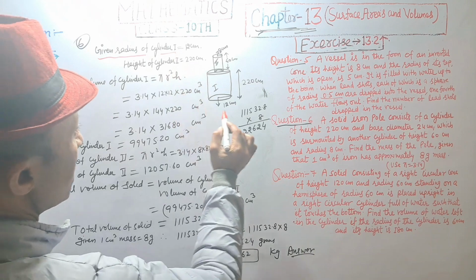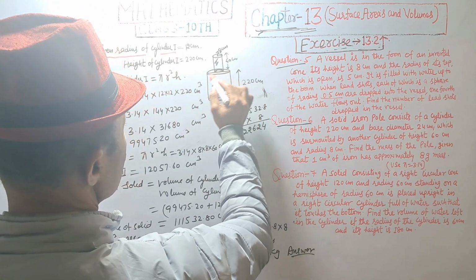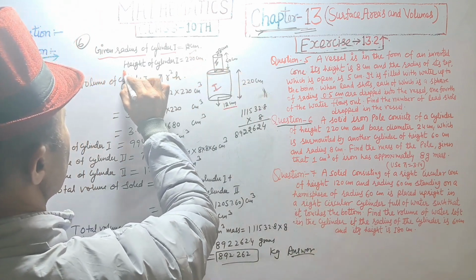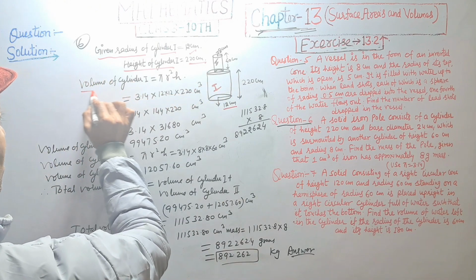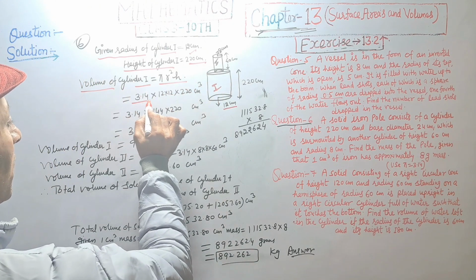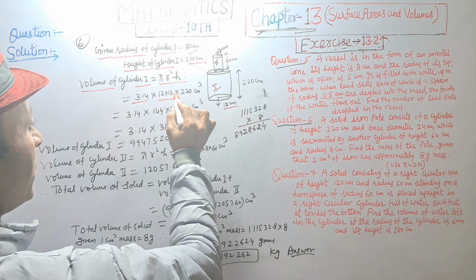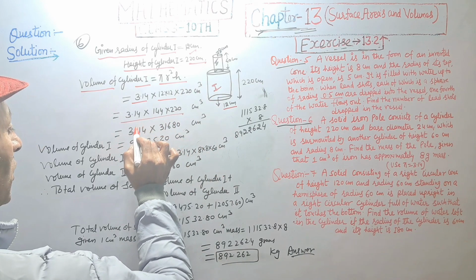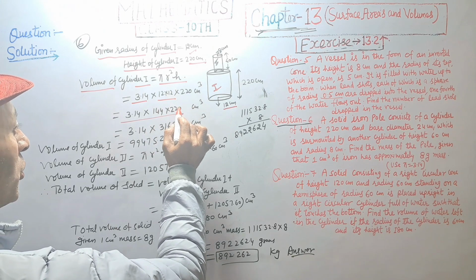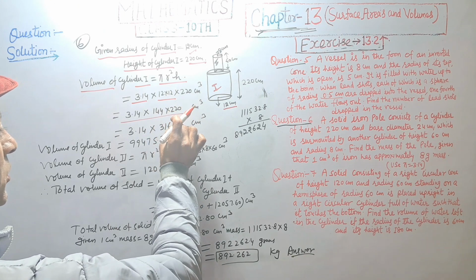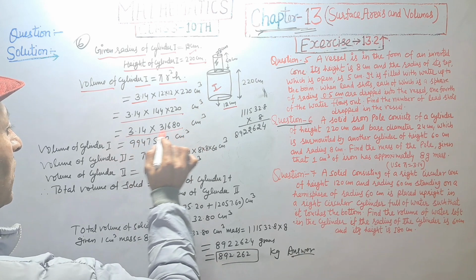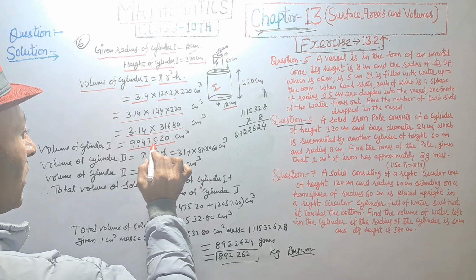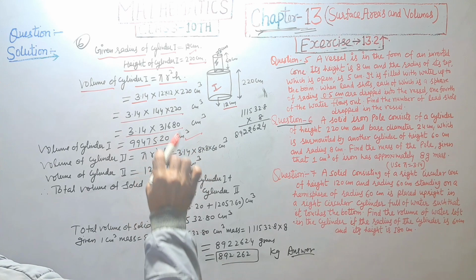Given radius of first cylinder is 12 centimeter and height of cylinder 1 is equal to 220 centimeter. Volume of cylinder first, pi r square h. Pi is 3.14, r is 12 into height is 220 centimeter cube. That is equal to 3.14 into 12, 12 are 144 into 220, and multiplying this we get 31,680, and multiplying 3.14, we get 99475.20 centimeter cube. Its volume of first cylinder.